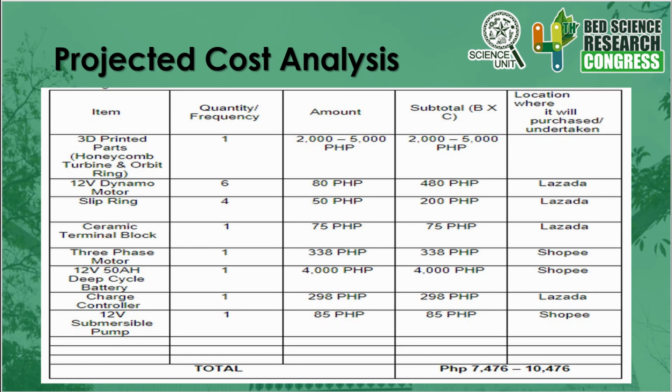With the 3D printed parts, the honeycomb turbine and orbit ring amounting to 2,000 to 5,000 pesos, a 12-volt dynamo motor for 480 pesos, 4 slip rings for 200 pesos, ceramic tile block 75 pesos, 3-phase motor 338 pesos, 12-volt 50-amp deep cycle battery 4,000 pesos, charge controller 298 pesos, and lastly a 12-volt submersible pump, which is 85 pesos, amounting to 7,476 to 10,476 pesos.